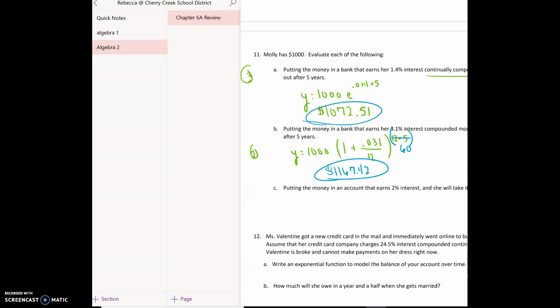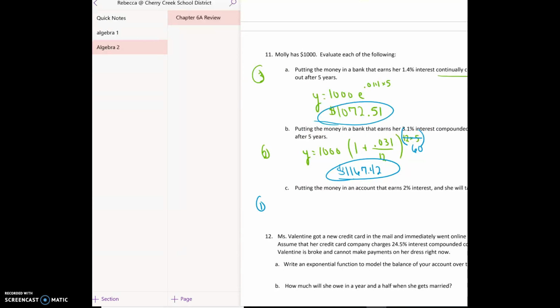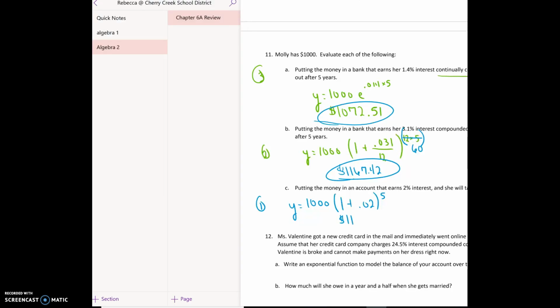There's one answer, there's another answer, and then our final situation where they just mention that she earns 2% interest and she's going to take it out after 5 years. There's no compound, so this is the first formula. So it's Y equals 1,000 again, 1 plus this rate, which is 0.02, and then for 5 years. So going back to the calculator, 1,000, and then in parentheses 1 plus 0.02, and then to the 5th power. And again, money, it'll be $1,104.08. And again, all these amounts are exact. Yours should not be any different than mine.